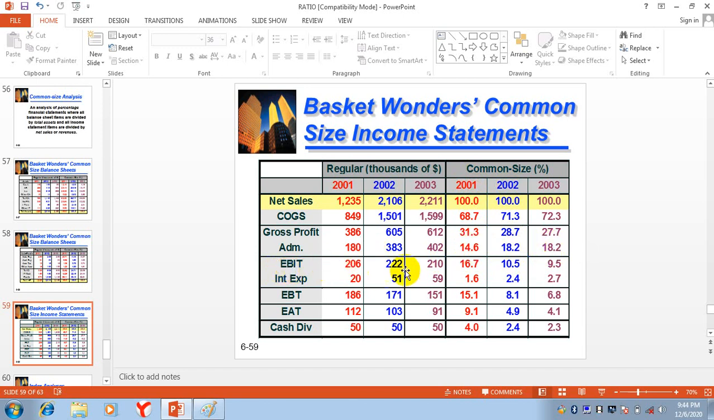EBIT, earnings before interest and taxes: 16.7, 10.5, 9.5. So our earnings are going down. EBIT is going down. Interest expenses go from 1.6 up to 2.4, up to 2.7. So the interest expenses are going up because there is an increase in the debts of the company. When you take more debts, more loans, you will pay more interest. So same is the case here, 1.6, 2.4, 2.7.